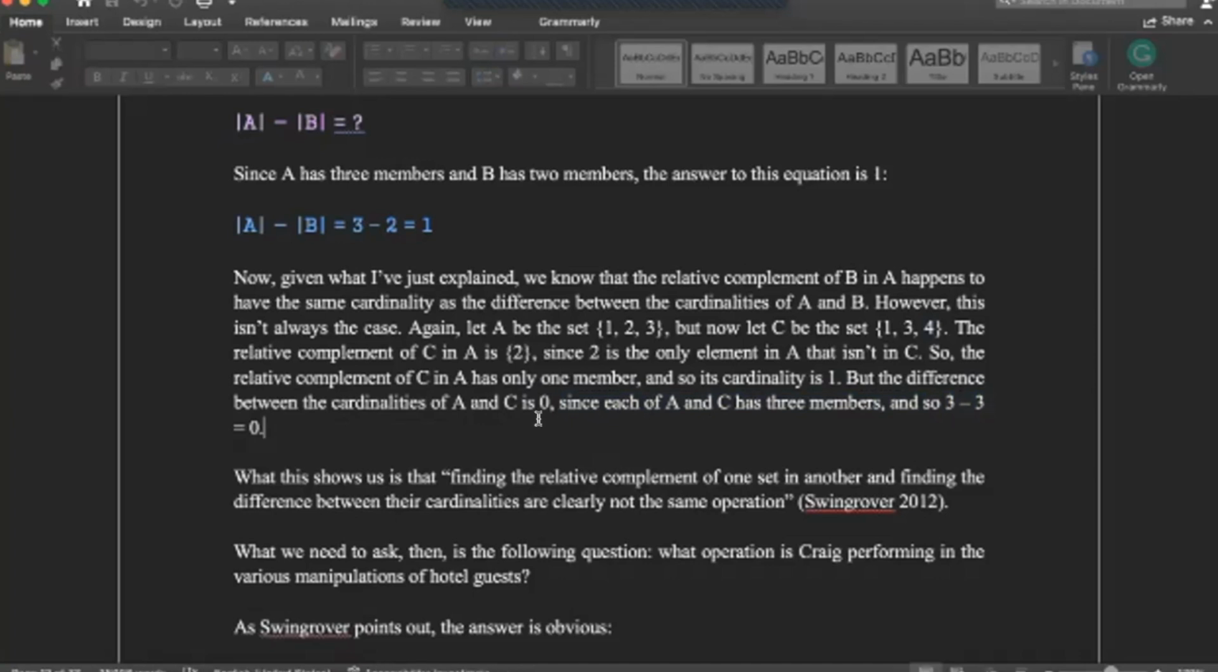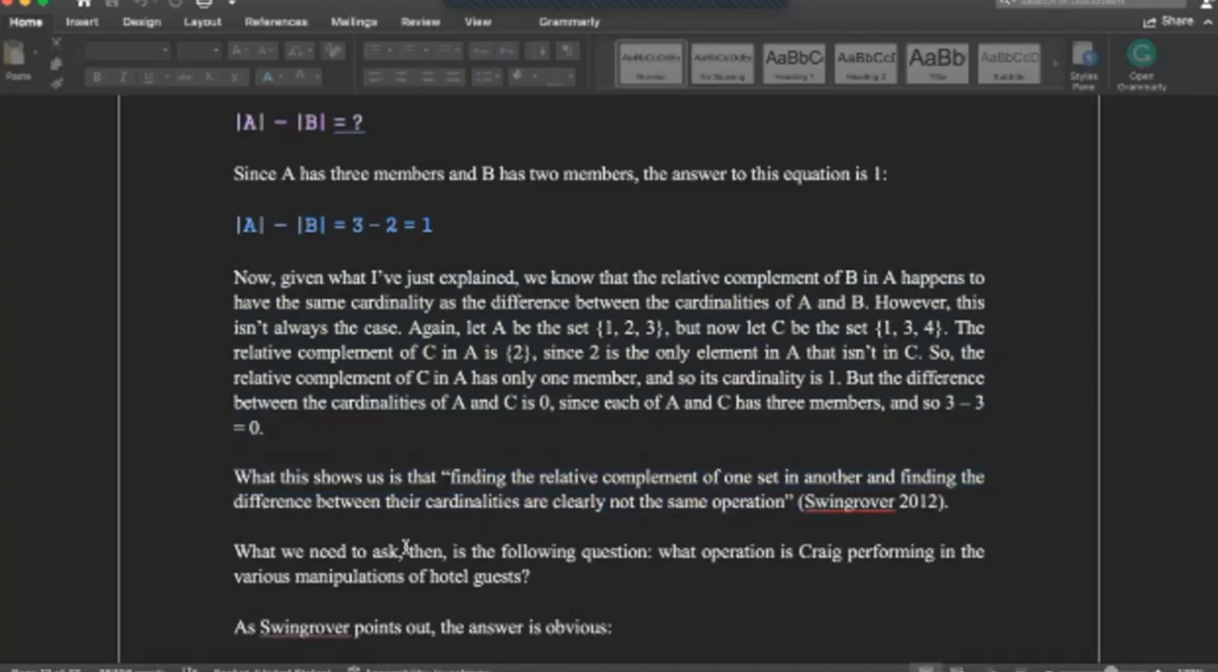So what this shows us, what this little demonstration here, there's a point to this, right? I'm not just blathering on about math for no reason. What this shows us is that finding the relative complement of one set in another and finding the difference between their cardinalities are clearly not the same operation, right? So we have distinct operations here. They're importantly different, as Swingrover points out.